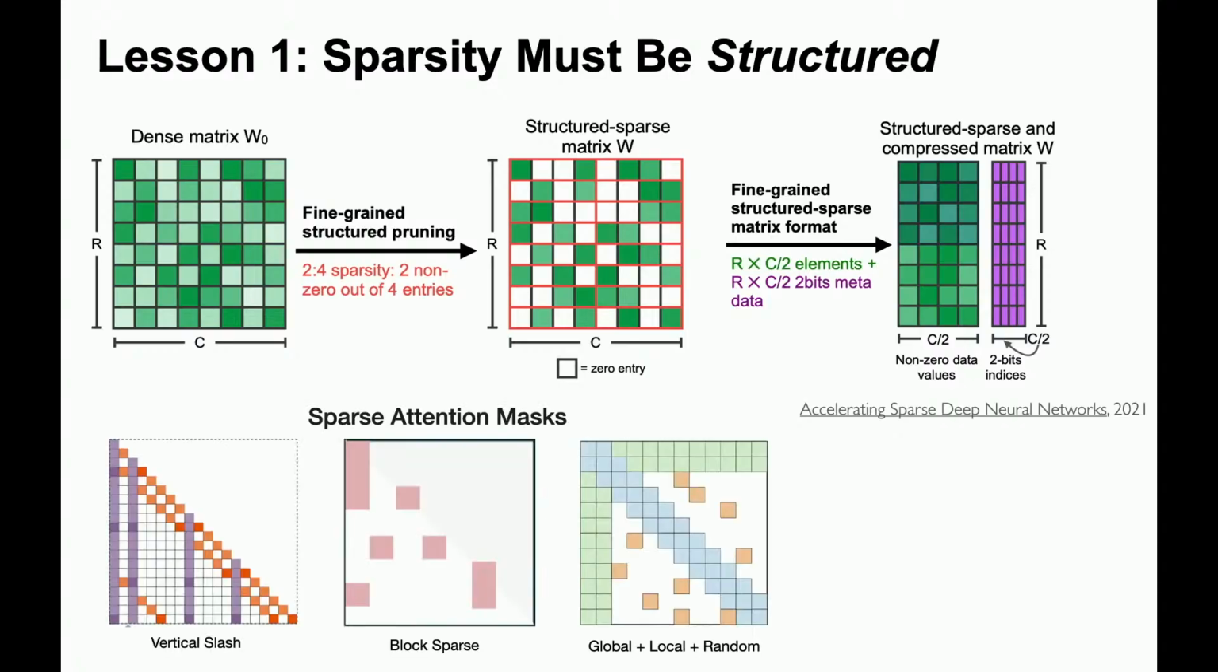We also see this in software, because dense attention scales as order n squared, where n is the sequence length. The community has come up with a lot of different sparse masks, but again, all these sparse masks are structured. So somehow the key to performance is enforcing some local structure.